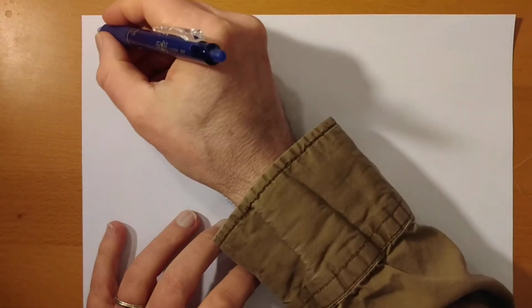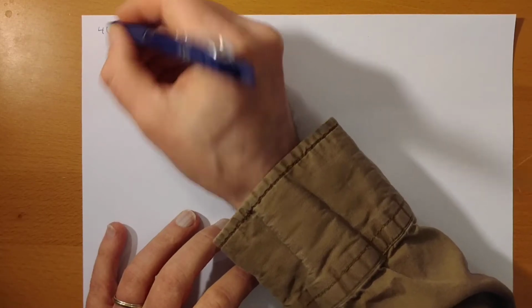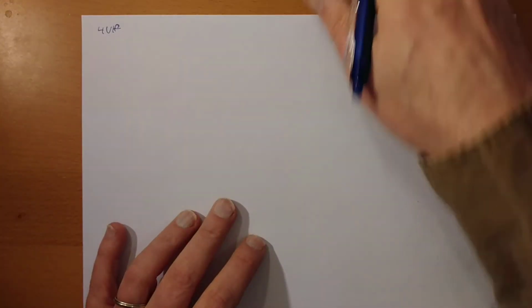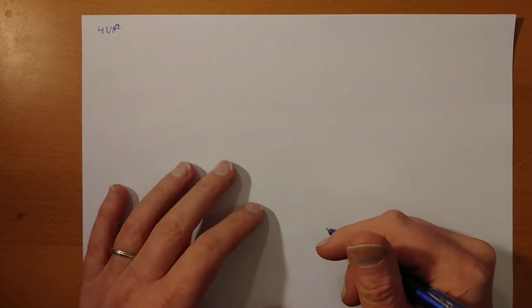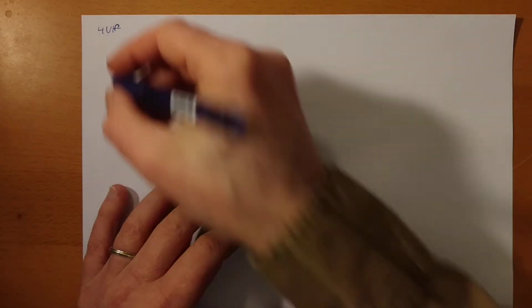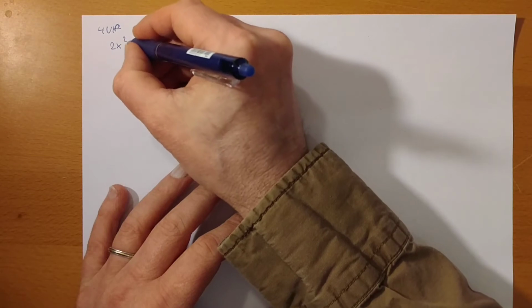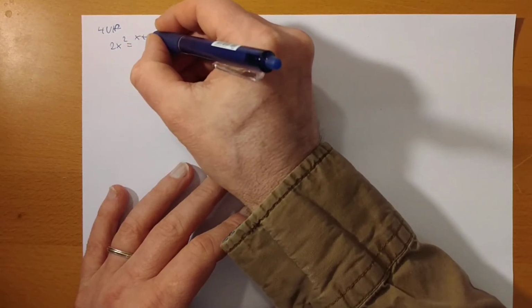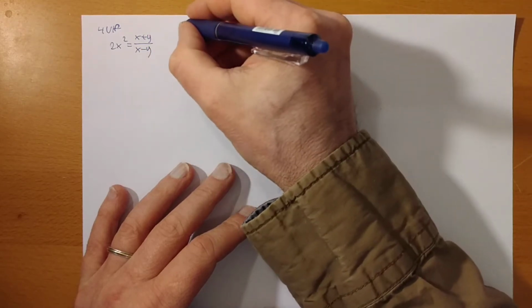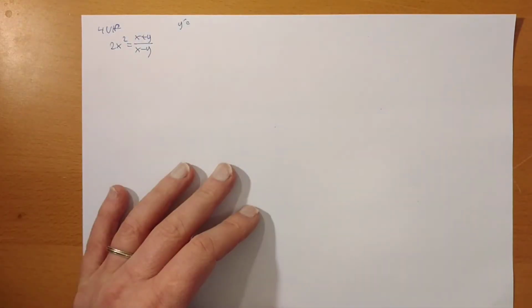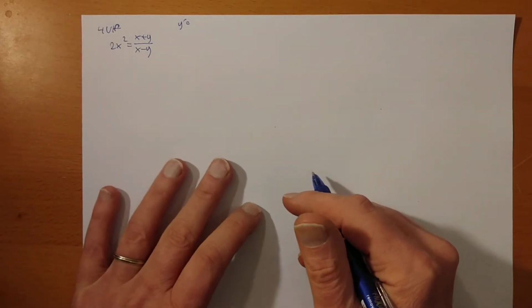It's 4U1F, and there they ask us to use implicit differentiation to find the derivative of 2x squared equals x plus y over x minus y, and our goal is to find y prime equals something, if possible. And we can go about doing this in several ways.